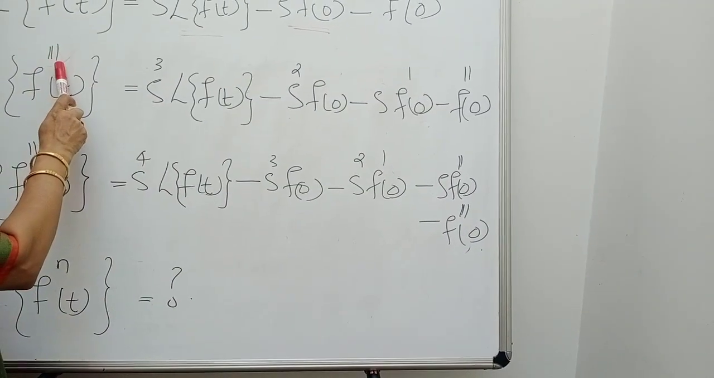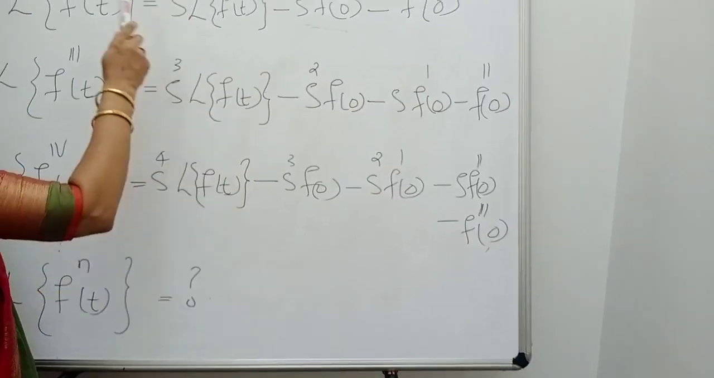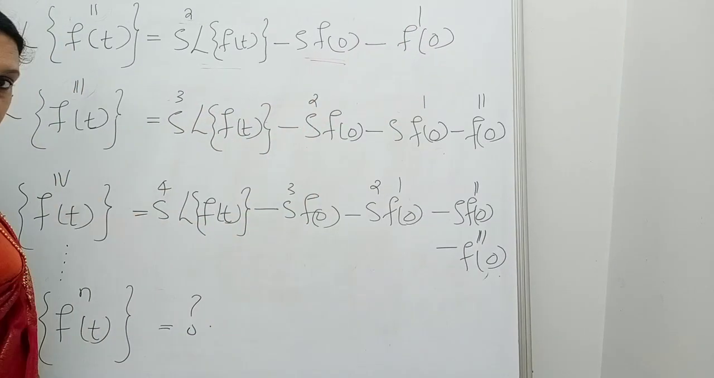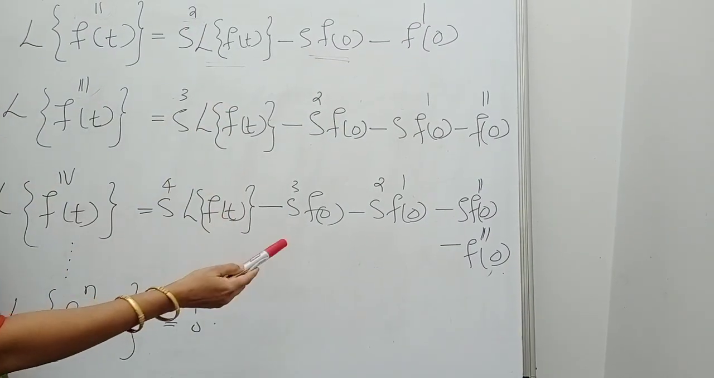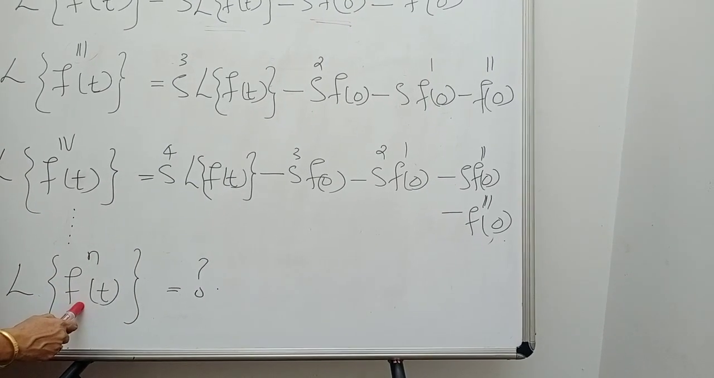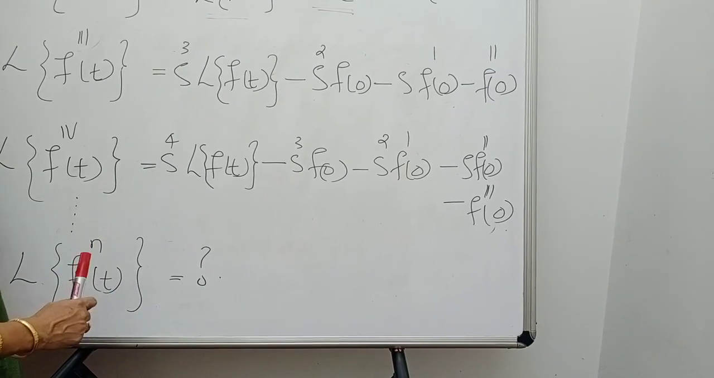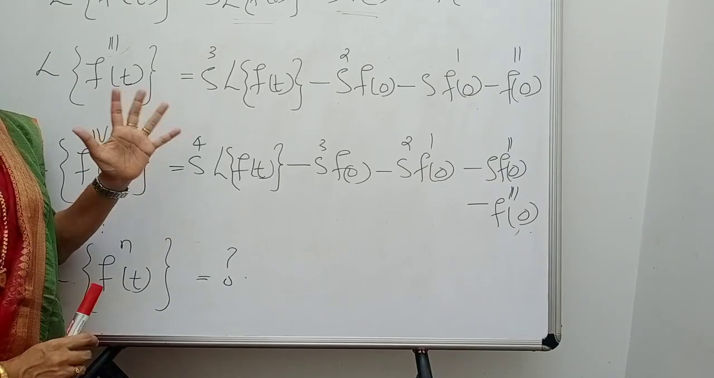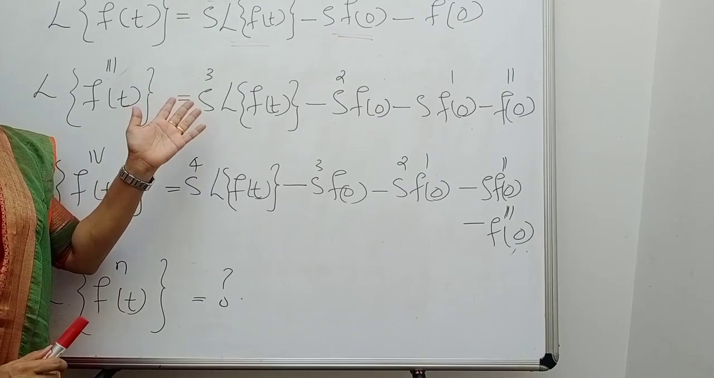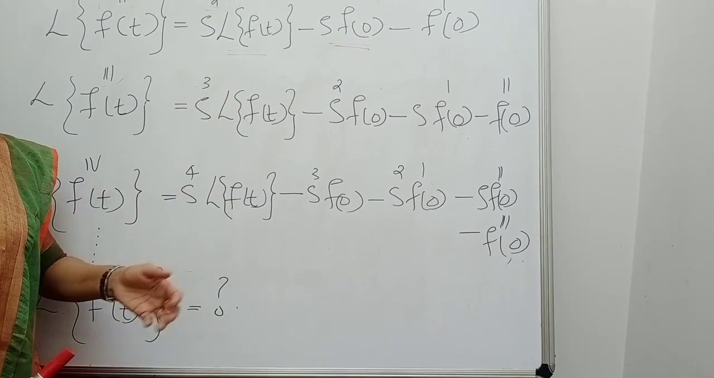In the third derivative, the last term is double dash 0. And in the second derivative, it ends with first derivative at 0. So like that, you can extend this definition to Laplace transform of nth derivative of f of t. Okay, so actually we are using these results for solving the ordinary differential equation. So commonly we are using this result in order to solve ODEs. Okay, that we will discuss later.